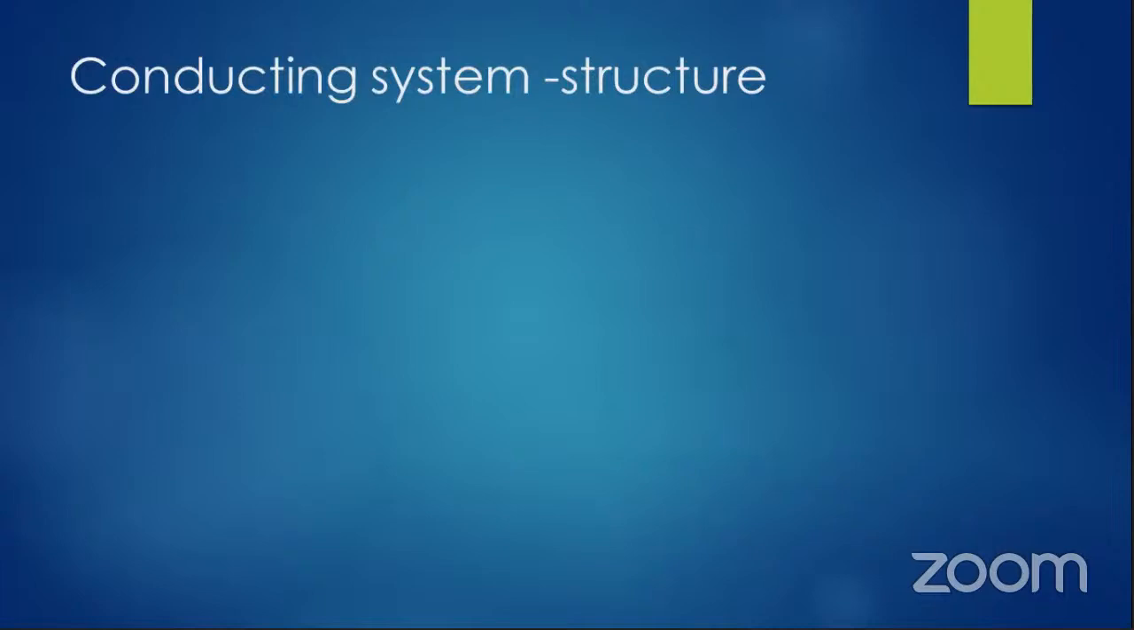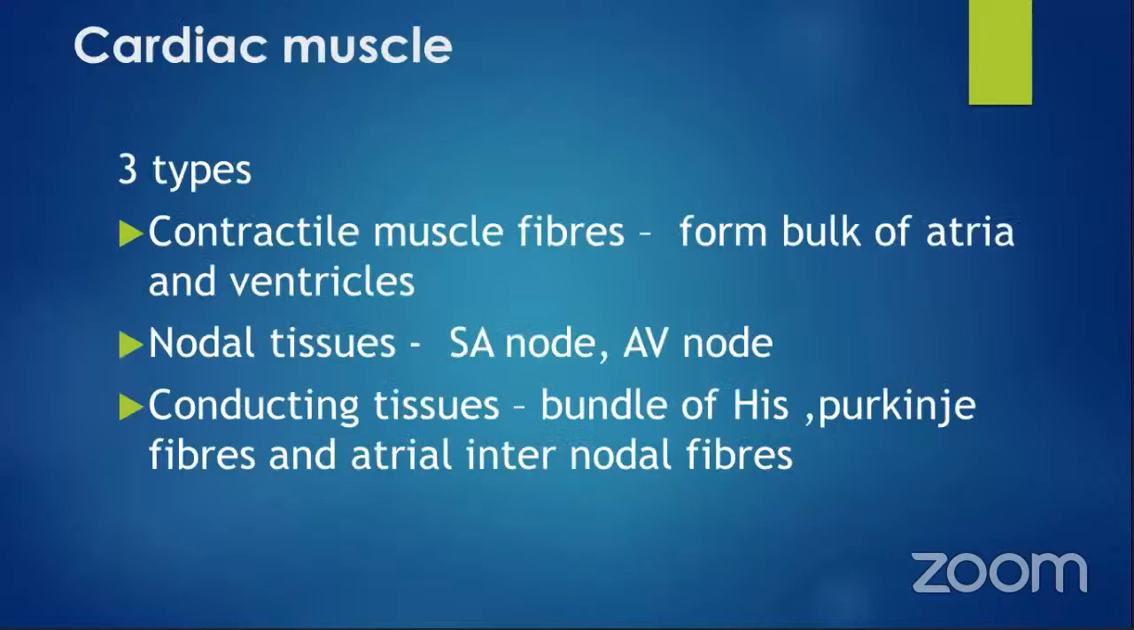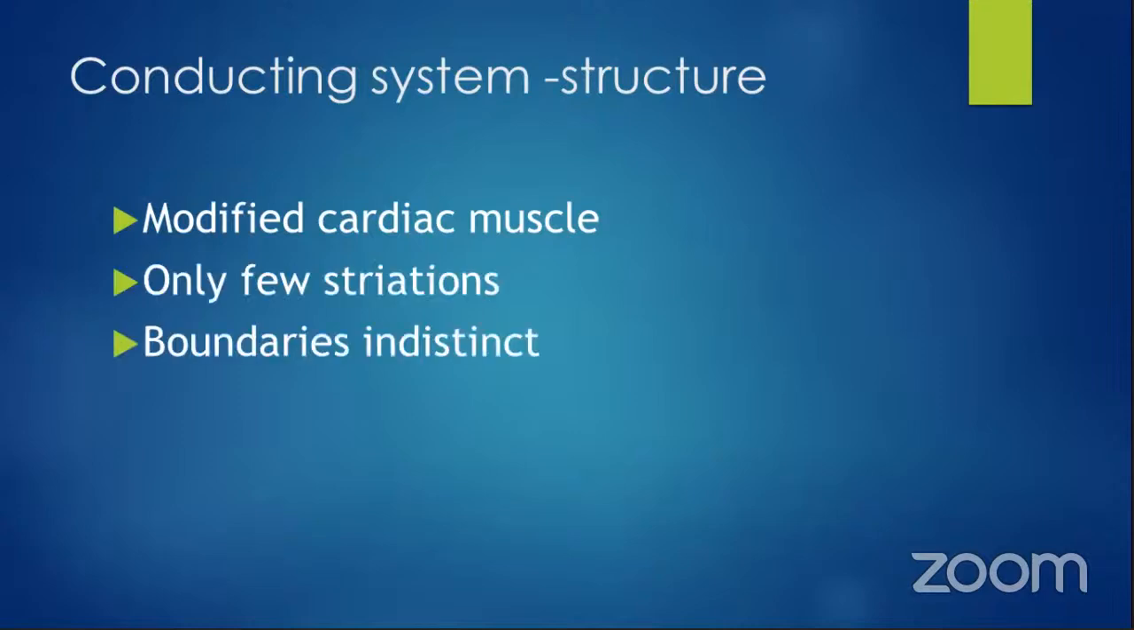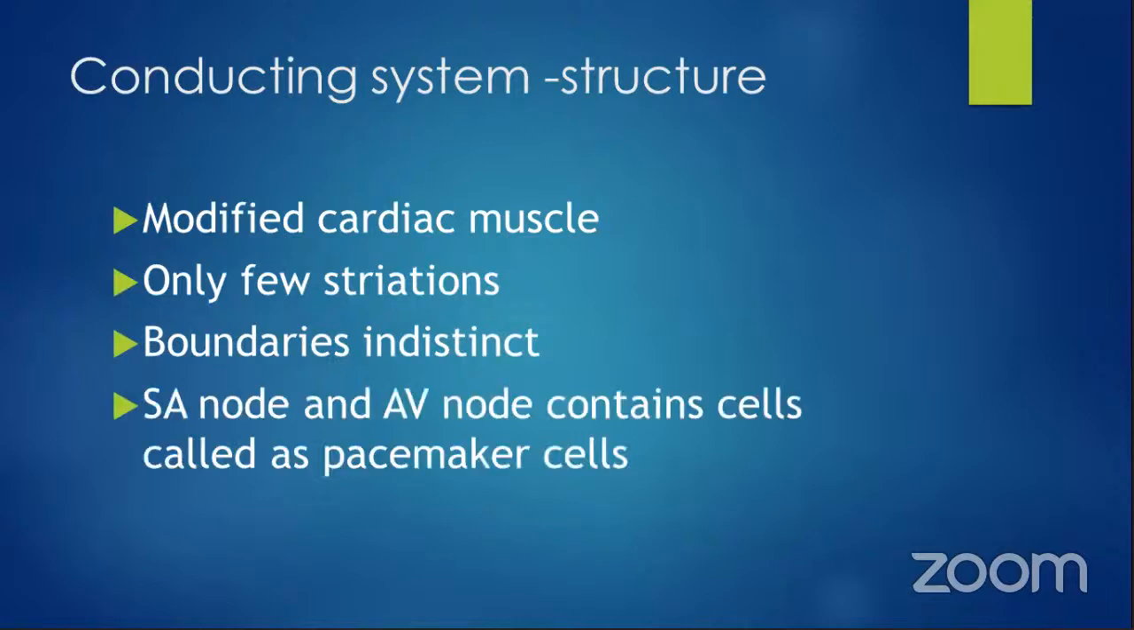Now about the conducting system. First, the contractile muscle fibers. Contractile muscle fibers have the same features as skeletal muscle. They help in the contraction of cardiac muscle, so they are almost similar to skeletal muscle. Then the conducting fibers are modified cardiac muscles. They have only few striations, and the boundaries of these muscle fibers are indistinct. Then the SA node and AV node contain cells called pacemaker cells or P cells.